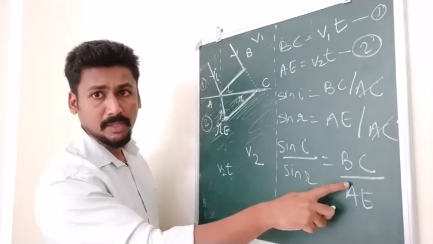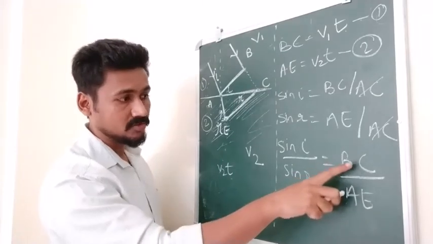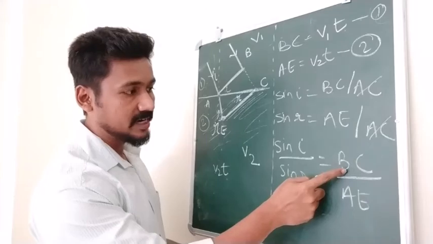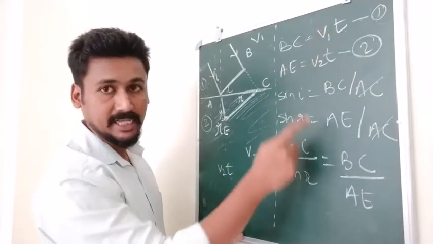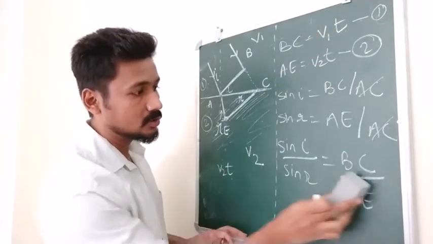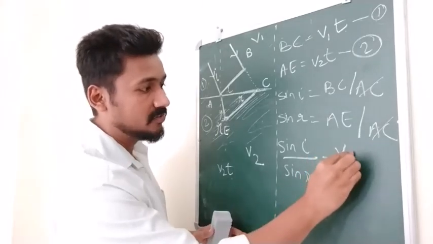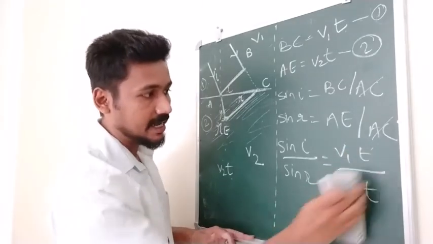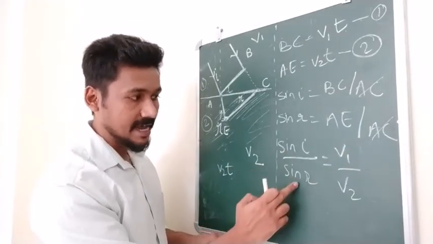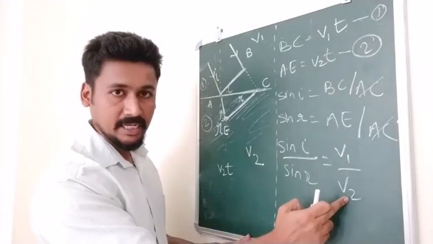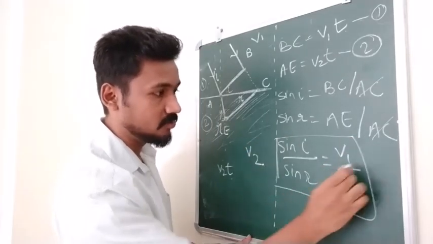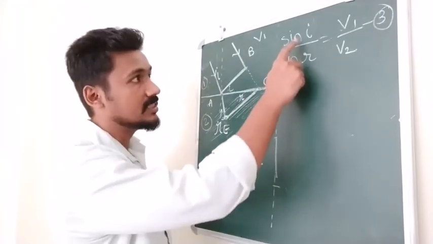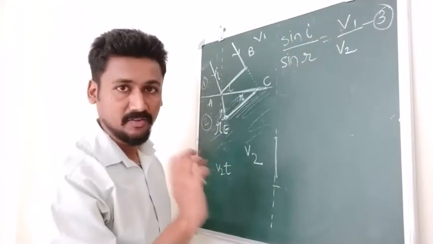Right. And already from equation 1 and 2, we have the values for BC and AE. So we can write BC as V1t and AE as V2t. So this will become V1t divided by V2t. T gets cancelled, and so we are left with sine I by sine R is equal to V1 by V2. Okay, this was the equation we wanted. Let us call this equation number 3.